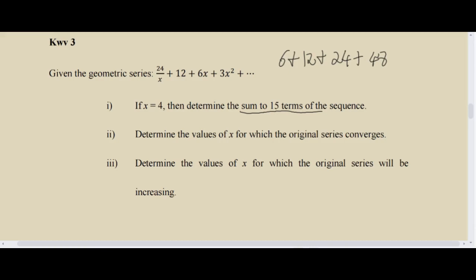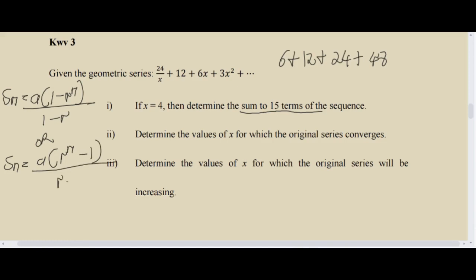Now it says determine the sum to 15 terms of the sequence. Now the formulas that we have for the sum of a geometric series are a(1 minus r^n) over 1 minus r, or this one here, a(r^n minus 1) over r minus 1. So for both of them, r must not be equal to 1.